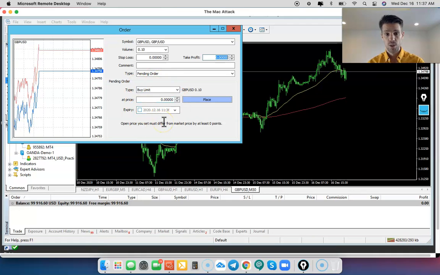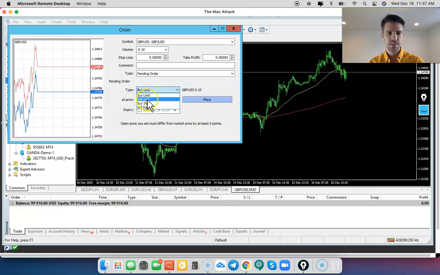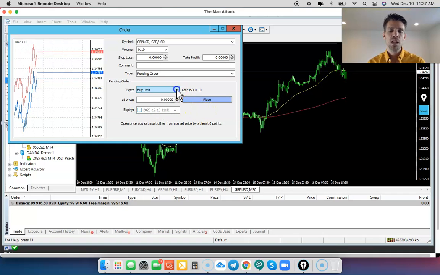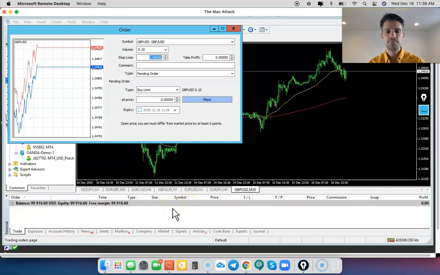And this is what is interesting. We have two kinds of pending buy orders and two kinds of pending sell orders. So you can see a buy limit and a buy stop and a sell limit and a sell stop. Now let's talk about what those are. Once we place the order and we tell it what price we want to get in and where our stop loss and so on is going to be, then we just hit place, and that will show the order down in our trade area at the bottom.